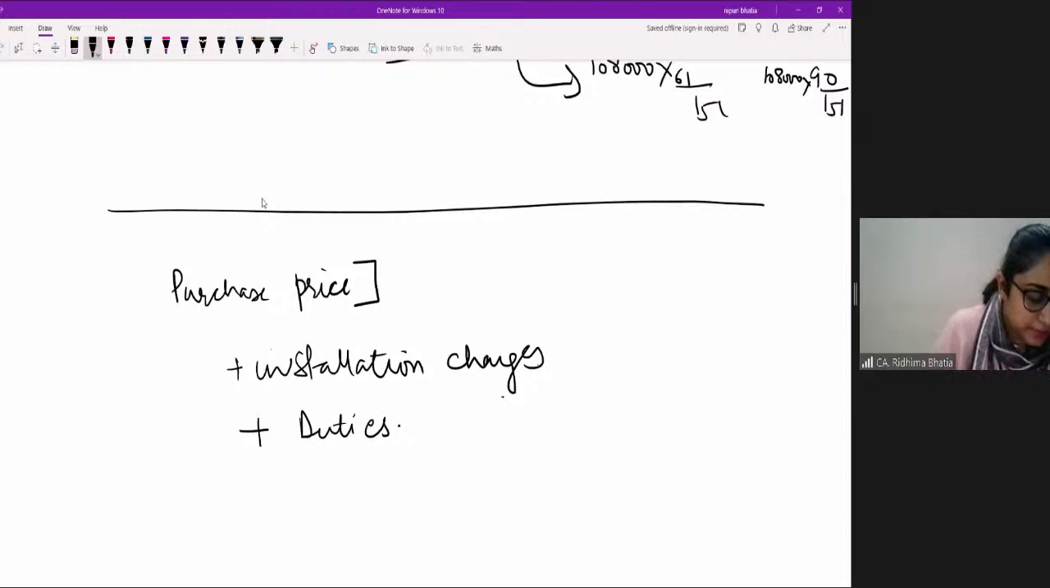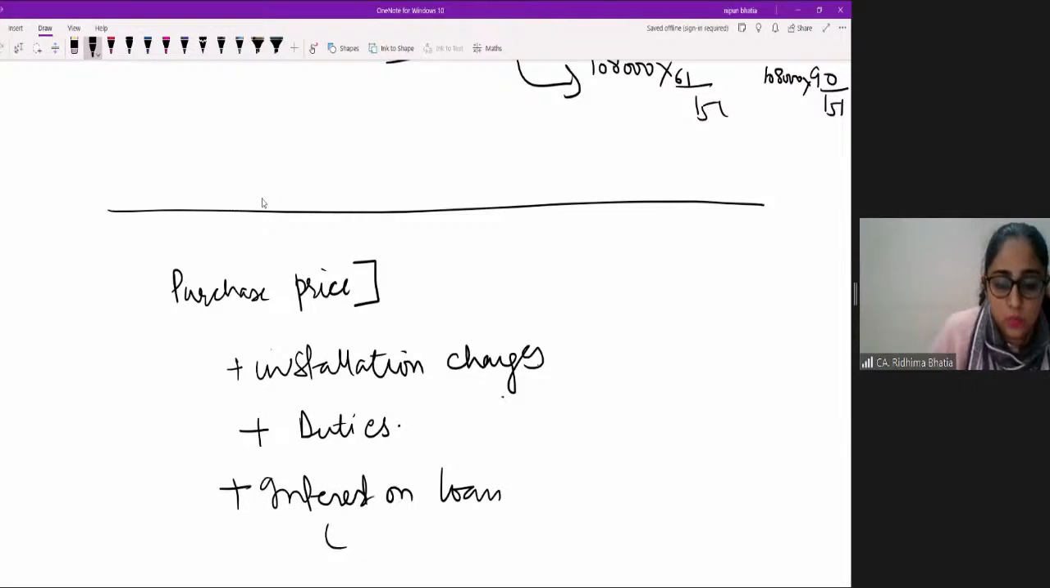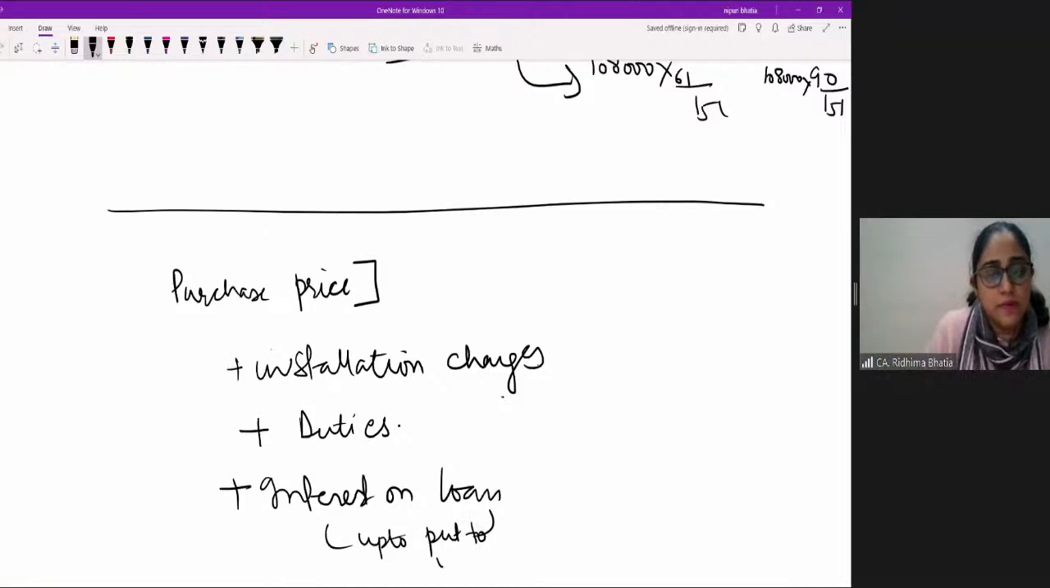Then your interest on loan, up to the time it is put to use, will be capitalized. After it is put to use, it is my revenue expenditure. Simple. Again, 11th class accounts, it has to be capitalized. Apart from that, it would be taken as revenue.